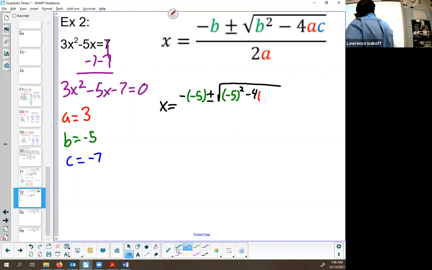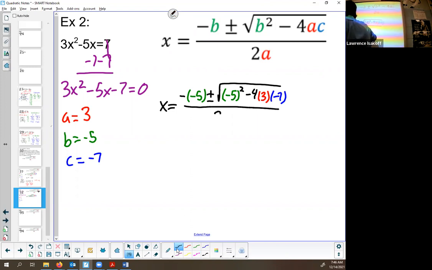Three, good. And what's my c value? Negative 7. Good, good. So I just multiply those together, all over 2 times, what's my a value here? 3 again, there we go.